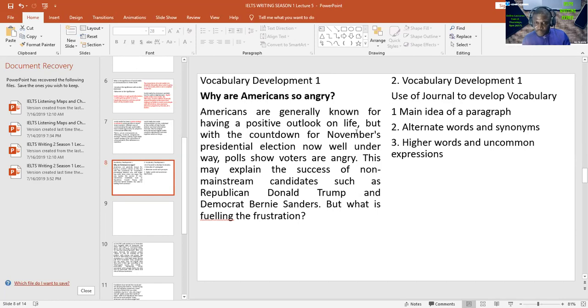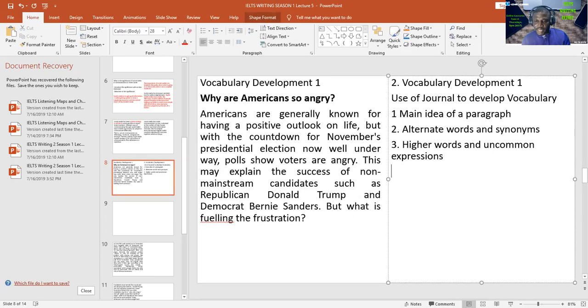Countdown to election, voters have this. So it is just talking about Americans, maybe their changing mood, or what you can call anger. That changing mood is just anger. Everything the paragraph is talking about is about anger. I want to really explain this issue of main idea before I go into the other part of vocabulary development, because if you understand the paragraph, it is easier for you to relate. So the change in the mood of Americans, or American anger, is the main idea.